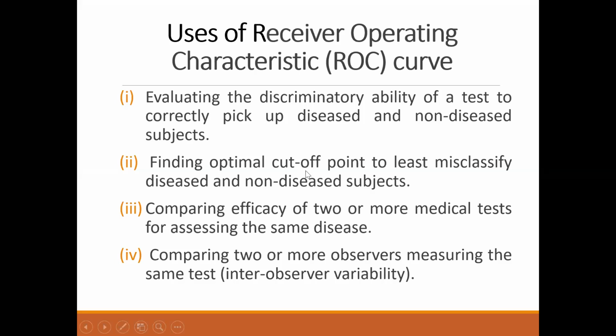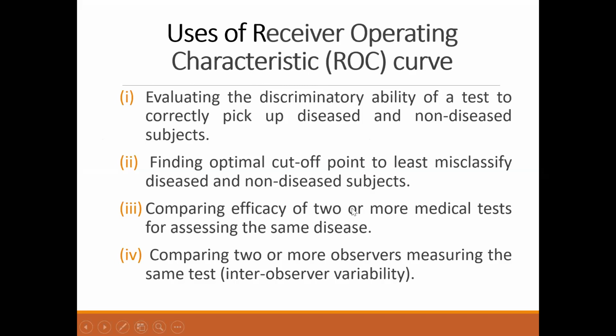Then, finding the optimal cutoff point to classify diseased subjects as diseased and non-diseased as non-diseased. For example, if you want to find the optimal cutoff value for obesity and the markers for metabolic syndrome, in one of the journals, body fat was used as one of the indices for finding out the cutoff. Using the body fat cutoff, they were able to classify the metabolic syndrome correctly.